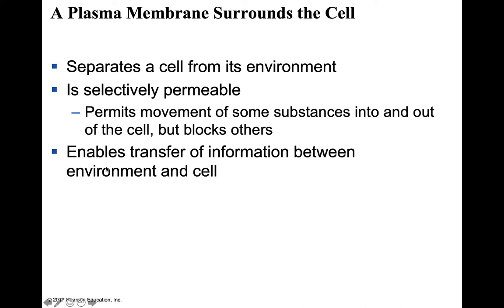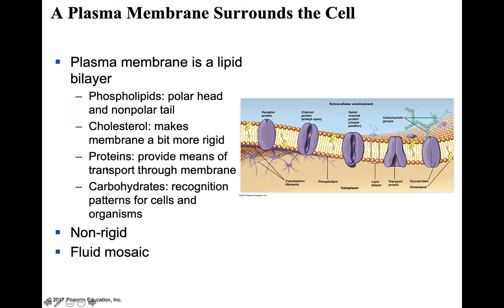The other thing, when we talk about the plasma membrane, is that it's actually allowing transfer of information between the environment and the cell itself. Now, here is an image of the phospholipid bilayer. Remember, phospholipids were introduced as a type of lipid in the previous chapter, and they're very interesting because, once again, they have both a polar and nonpolar component. The head is polar, the tail is nonpolar.